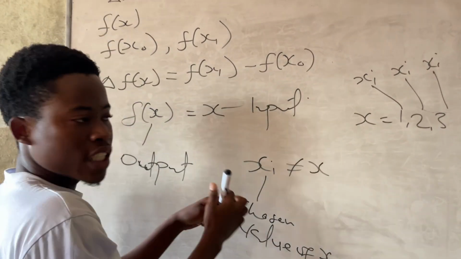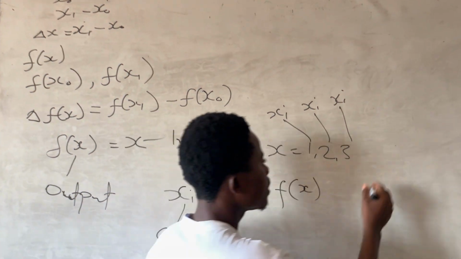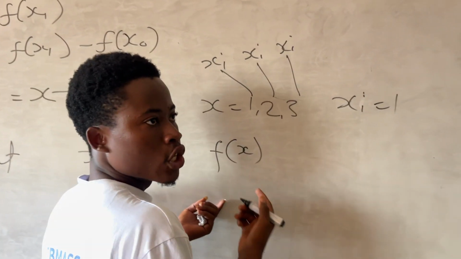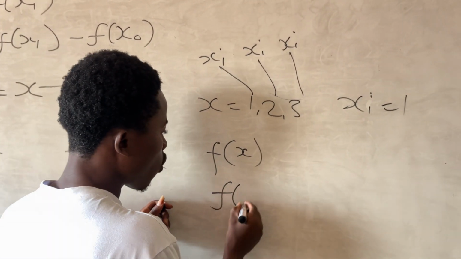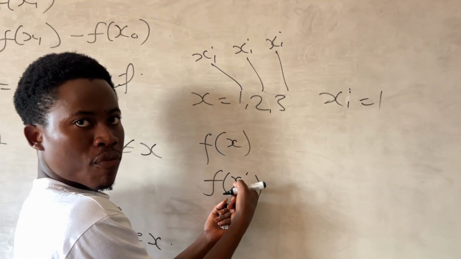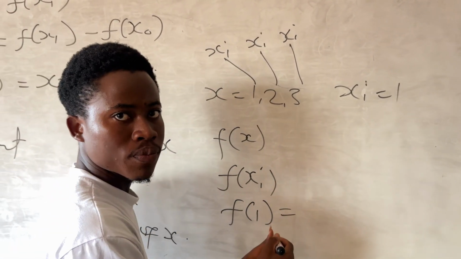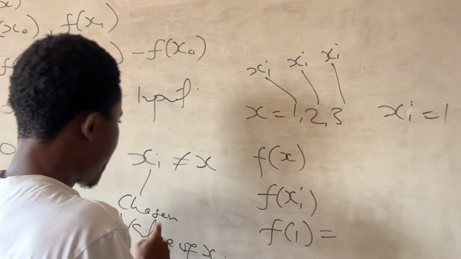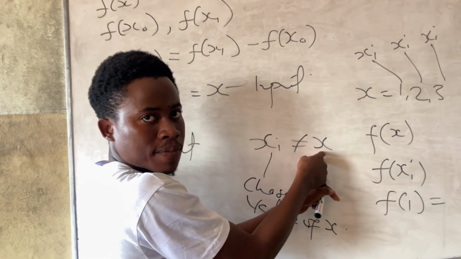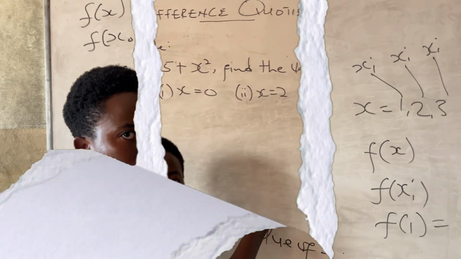So if you have your function to be f of x, good, and you are assuming xi equals 1, and you are to find your f of xi, what it means is that you should substitute this into the function. So you can have something like f of 1, and then you find your value. All right. So that is basically what xi, or x subscript i, means. Don't see this and term it as x. This is a chosen value of x, not x.